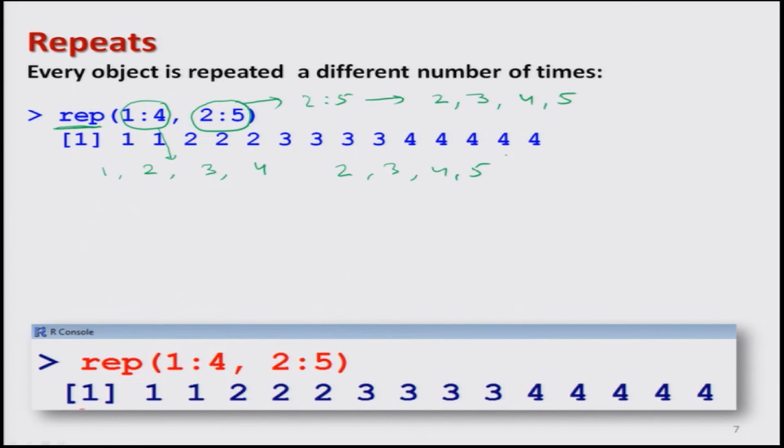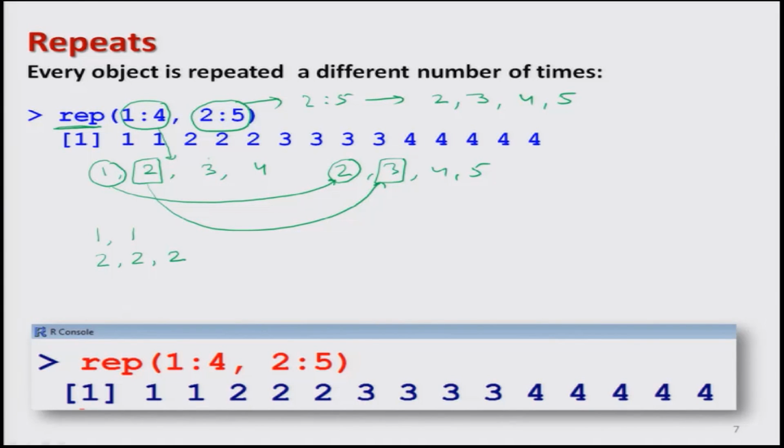Now, how are the operations done? First of all, the control comes over the first value and it sees the number of times this value has to be repeated, and it says here 1 has to be repeated 2 times. So, it will repeat here 1 and here 1. Now the control comes to the second value in the vector, which is 3, and it says that the value 2 has to be repeated 3 times, and it repeats the value 2 three times.